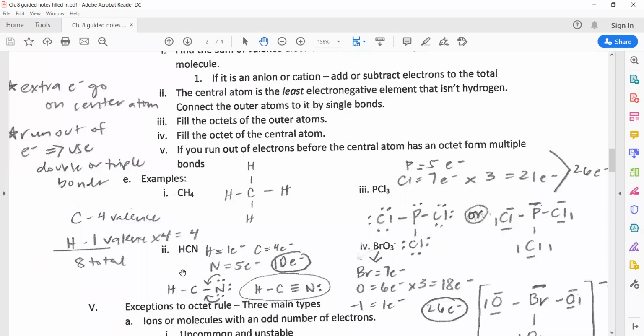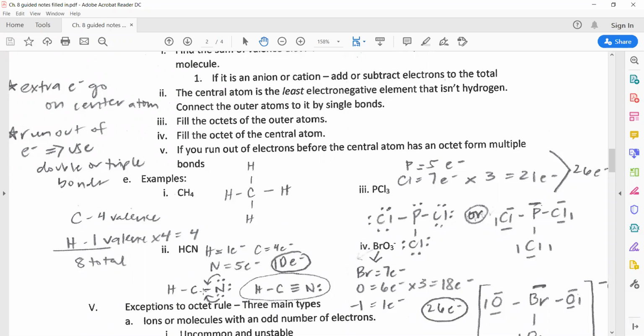There's HCN right here, so we add up the valence electrons. Hydrogen is in group 1, he has 1 valence. Carbon is in group 4, he has 4 valence. Nitrogen is in group 5, he has 5 valence electrons. We add those up and we get a total of 10. Here we do HCN, C's in the middle because he's the least electronegative, who's not hydrogen. We start with single bonds, right? So a single and a single.